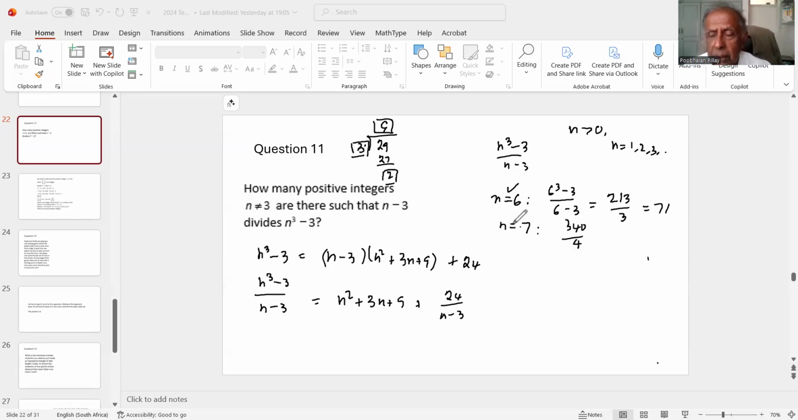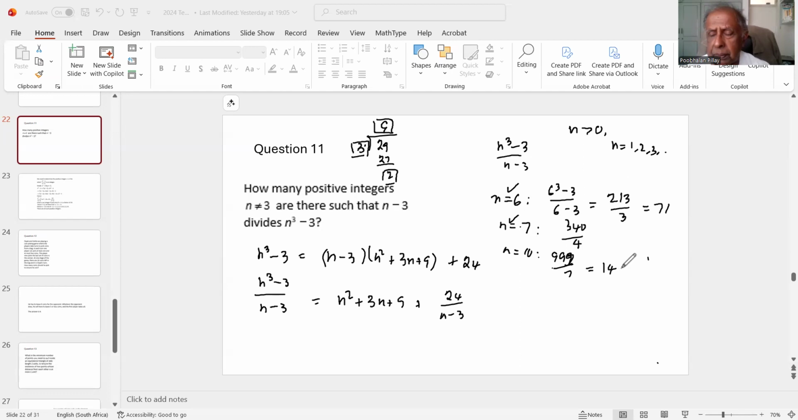And this is also accepted, interestingly. N equals 7. Right? But I think when you try n equals 10, for instance, you get 10 cubed minus 3, which is 1,000 minus 3, which is 997. 10 minus 3 is 7. And 7 does not go into this.